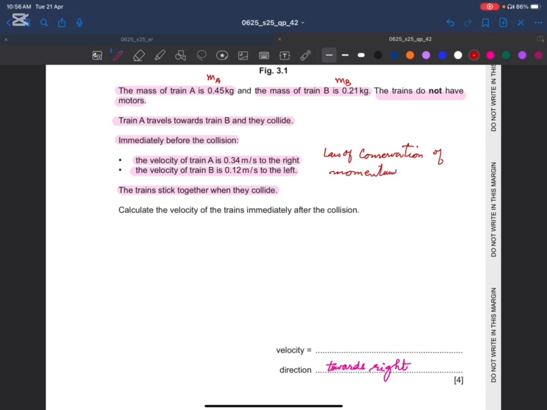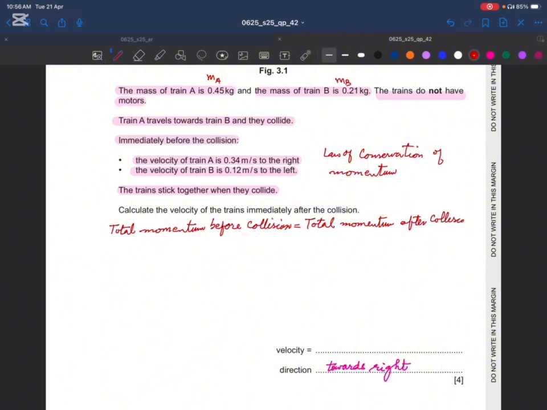Law of conservation of momentum says that the total momentum before collision is equal to the total momentum after collision.